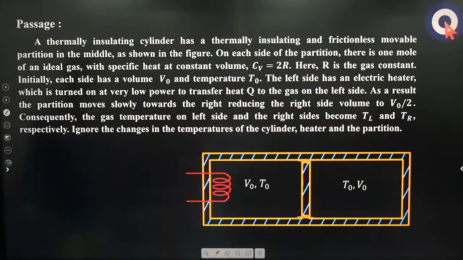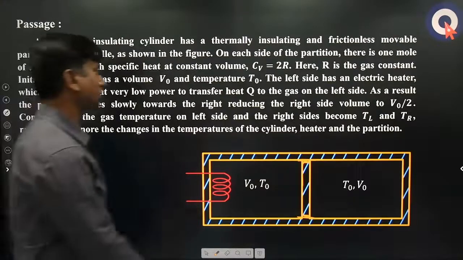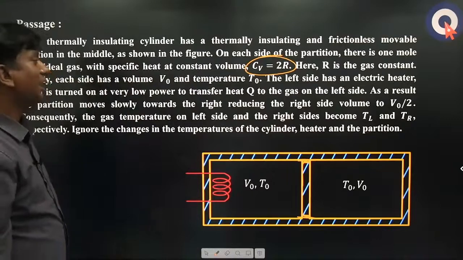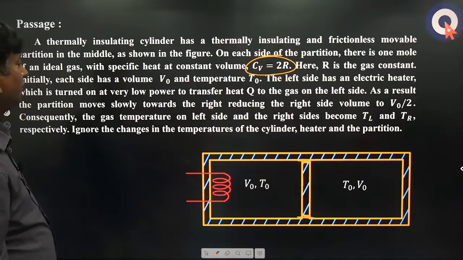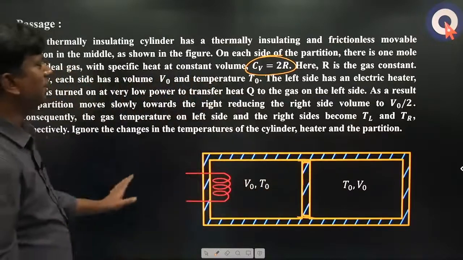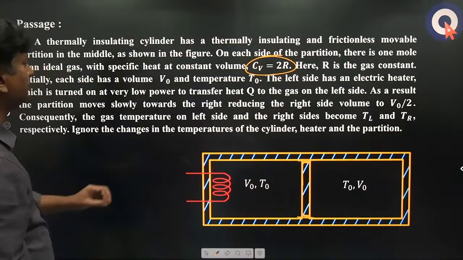On each side of the partition, there is 1 mole of an ideal gas. Specific heat at constant volume Cv is equal to R, right? I think it's a polyatomic gas. And R is the gas constant. Initially, each side has volume V0, temperature T0, same as it is. Same gas, same volume, same temperature, exactly in the middle.